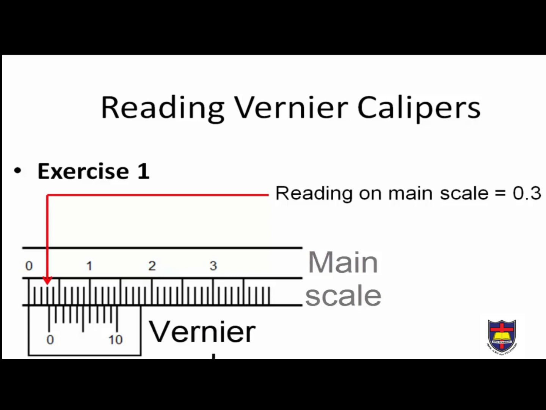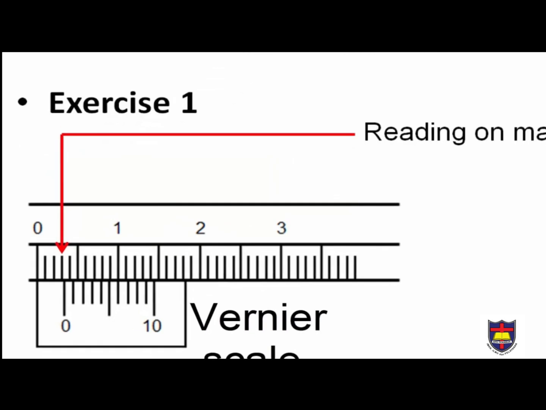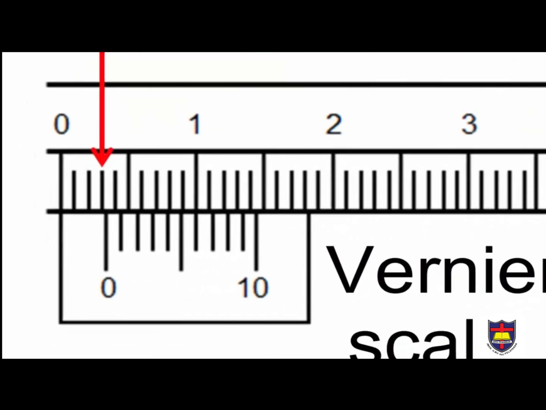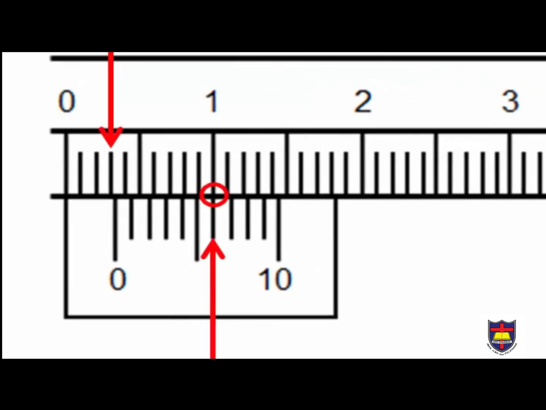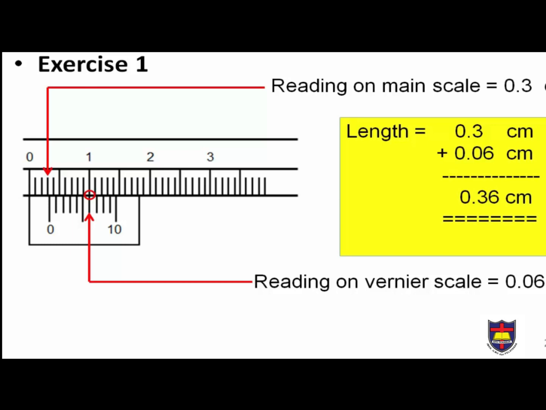Then what is the reading on the vernier scale? We look for the parallel line between the main scale and the vernier scale. The marking on the parallel line is 6. Therefore, the reading on the vernier scale is 0.06 cm. So the total length is 0.3 cm on the main scale plus 0.06 cm on the vernier scale. So the total is 0.36 cm.